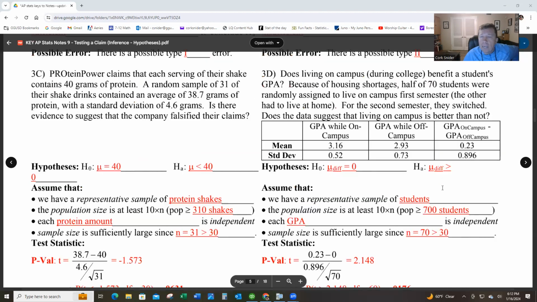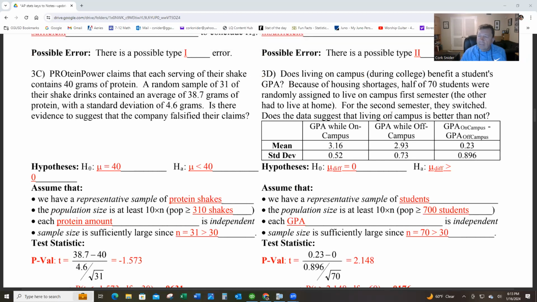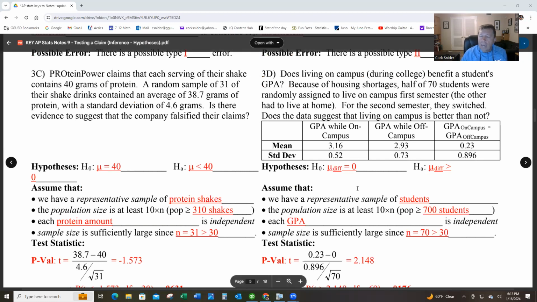Again, another mean here. Does living on campus benefit a student's GPA? My daughter lived on campus and loved it. Because of housing shortages, half of 70 students were randomly assigned to live on campus first semester. The other half had to live at home. For the second semester, they switched. Does the data suggest that living on campus is better or not?